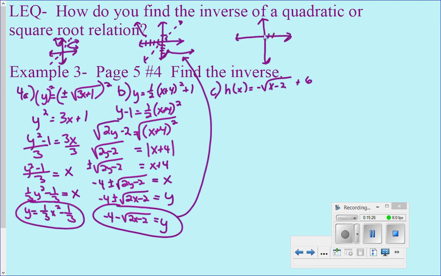So 2, 6, right about there. And we already said the negative piece, so we know that's the piece we're talking about. So if I take 2, 6 and flip it, that becomes 6, 2.